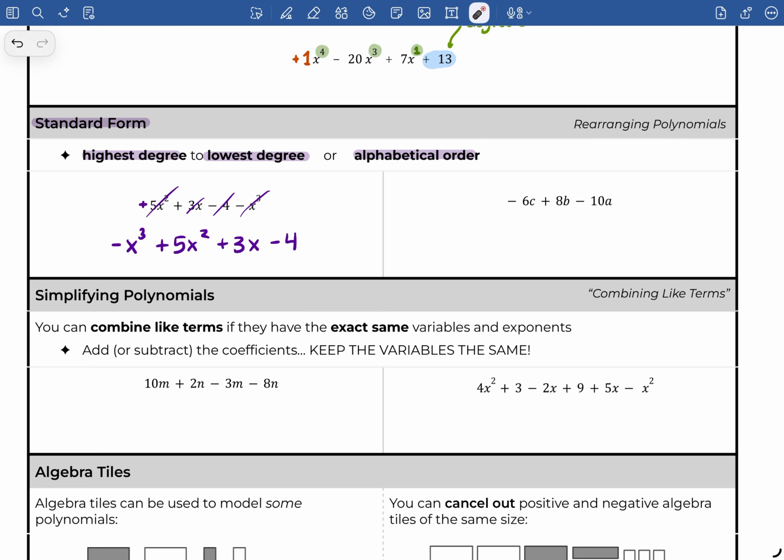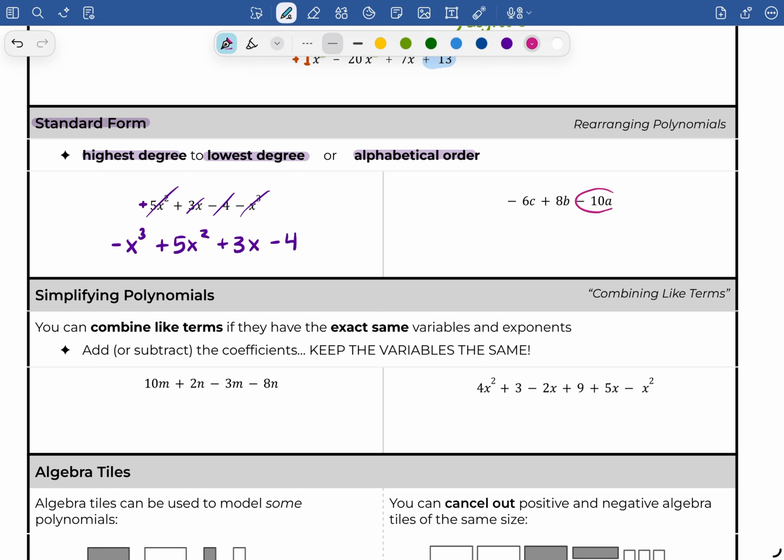So we can double check that it's in the right order because we have 3, then 2, then an invisible 1, and our constant 0. So as long as that's going down in order, then we're good. These ones, they all have degree 1 because they all have just an invisible 1 on each variable. And so for these ones, we're going to arrange them alphabetically.